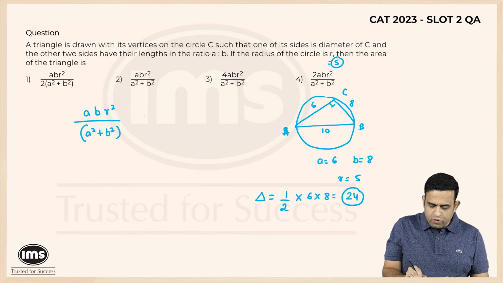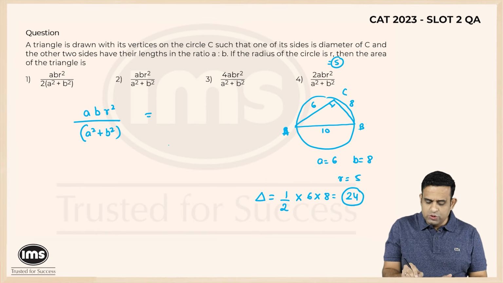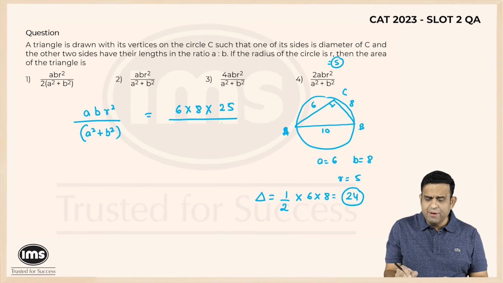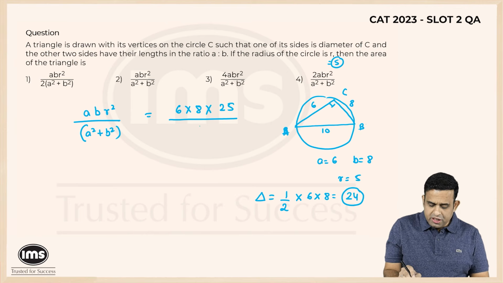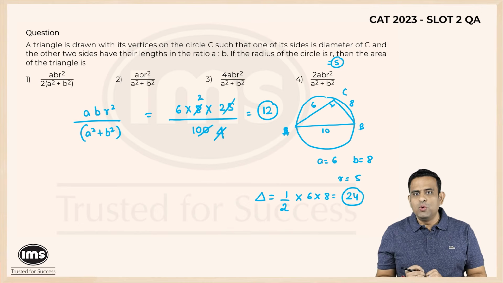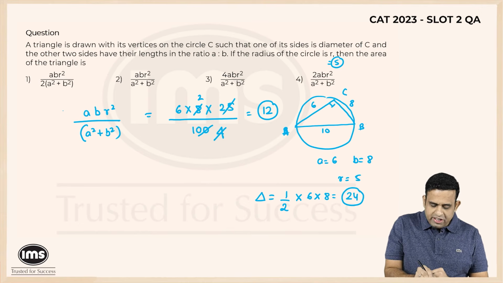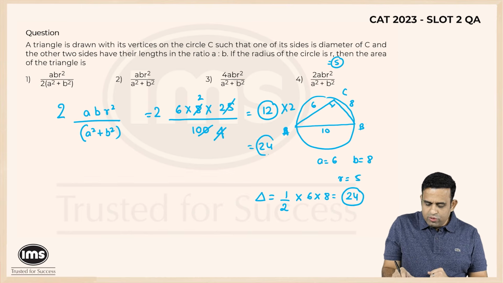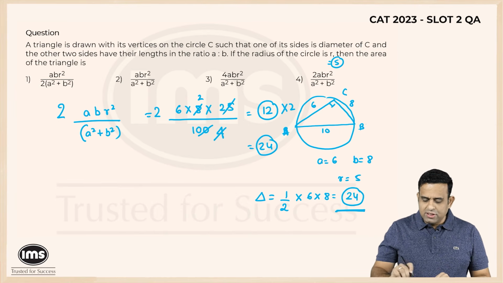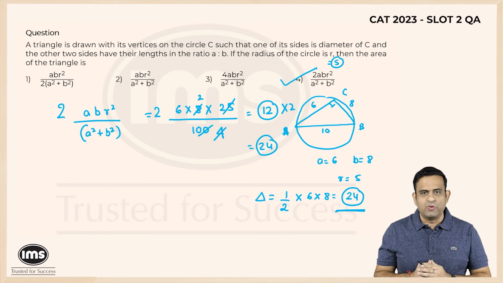Before that, I want to first evaluate the term a into b into r square. So 6 into 8 into 5 square, which is 25, divided by a square plus b square, which happens to be nothing but 100. This is 4, this is 2. So right now, this thing is coming out to be 12. If I want to go to 24 from the number 12, this thing needs to be multiplied by 2 on both sides, and that will give you 24. And I want the required area of the triangle to be equal to 24. And hence, my required answer for this particular question must be option number 4.